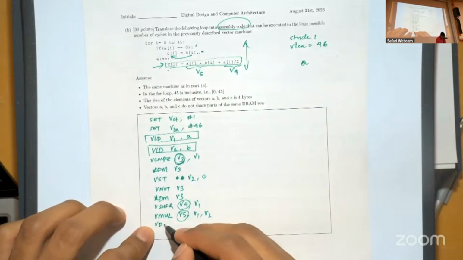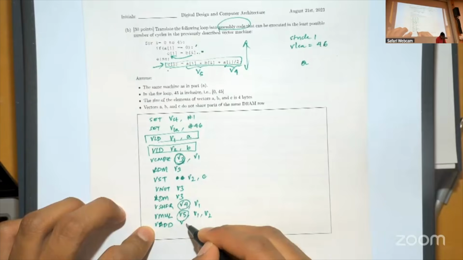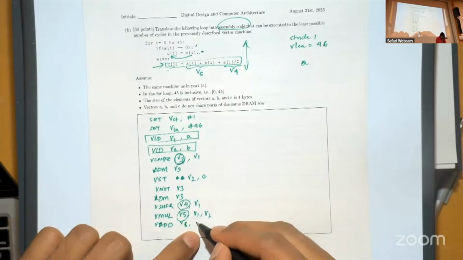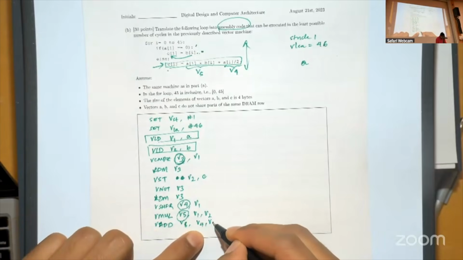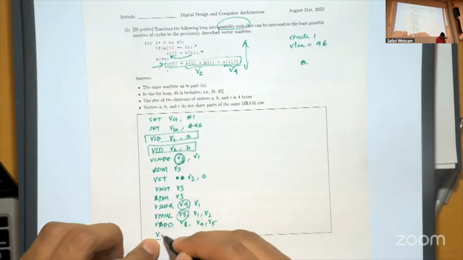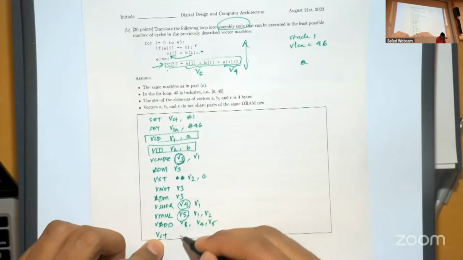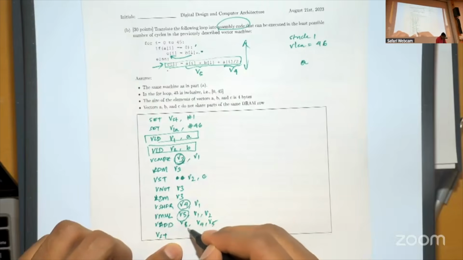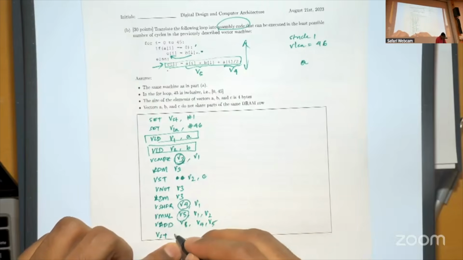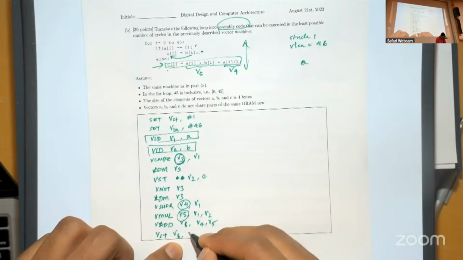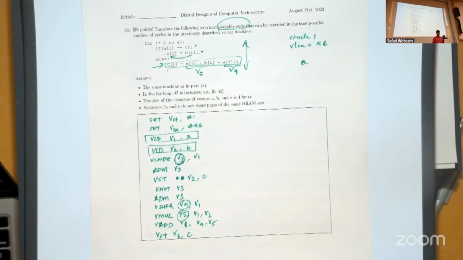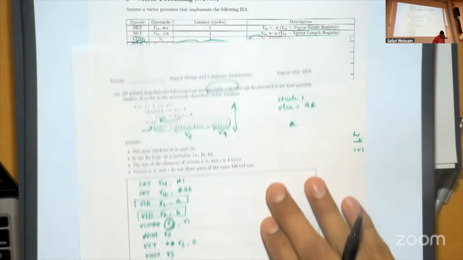Finally, we add these two. Let's store into V6, and that's going to be V4, V5. And at this point, we can store the data that's present in V6 into C. Does this make sense? Okay, I'll assume that made sense.